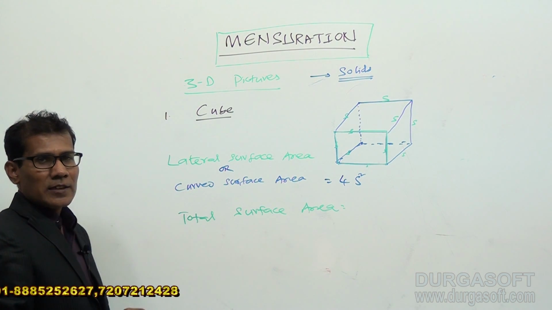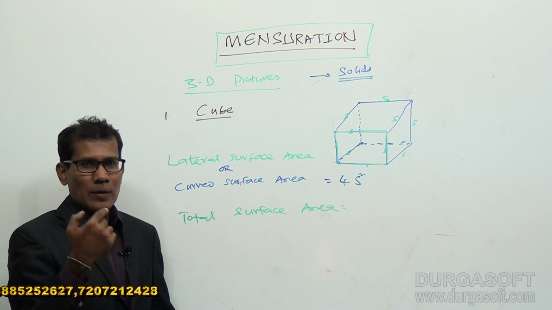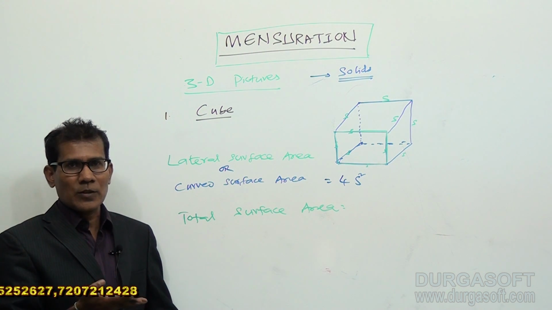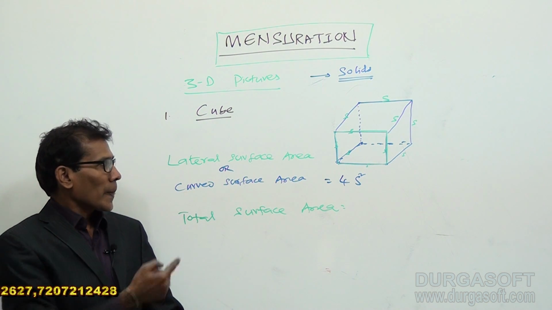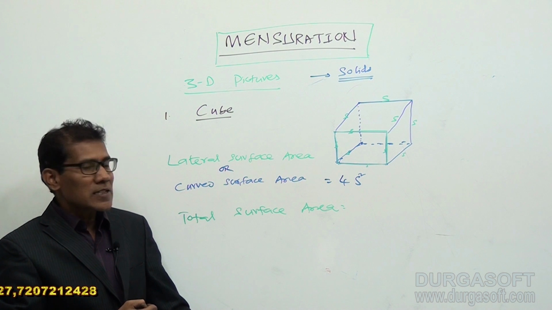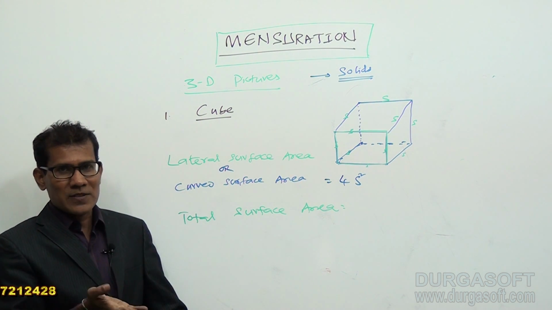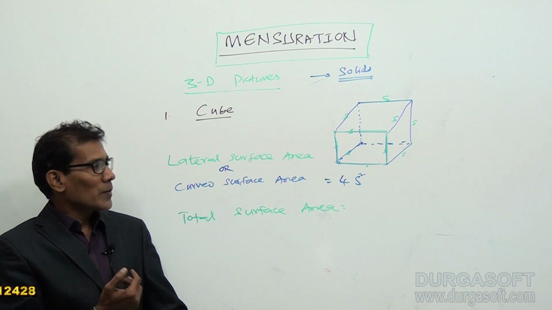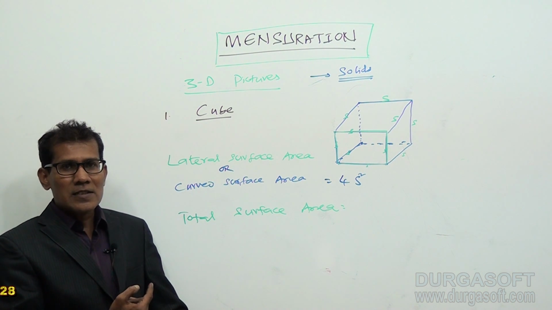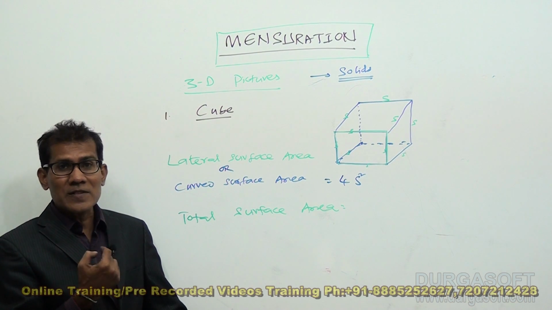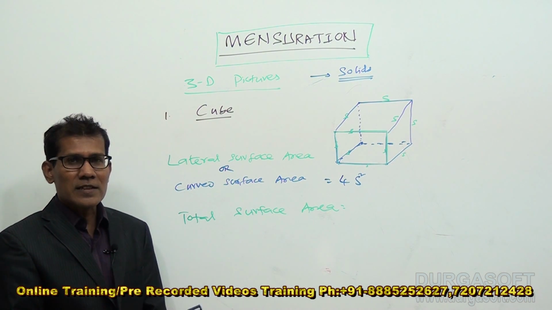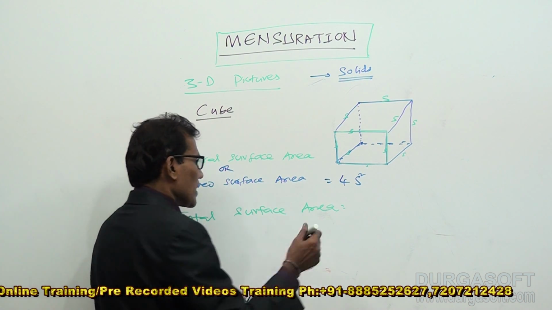Total surface area is nothing but the lateral surface area plus top area plus bottom area. Together it is called total surface area. Here we have 6 faces in total: 4 around, one on top and one at the bottom. Each face is in the shape of a square, so one square's area is S square. Like that, we have 6 in all. So 6 S square is going to be the total surface area.